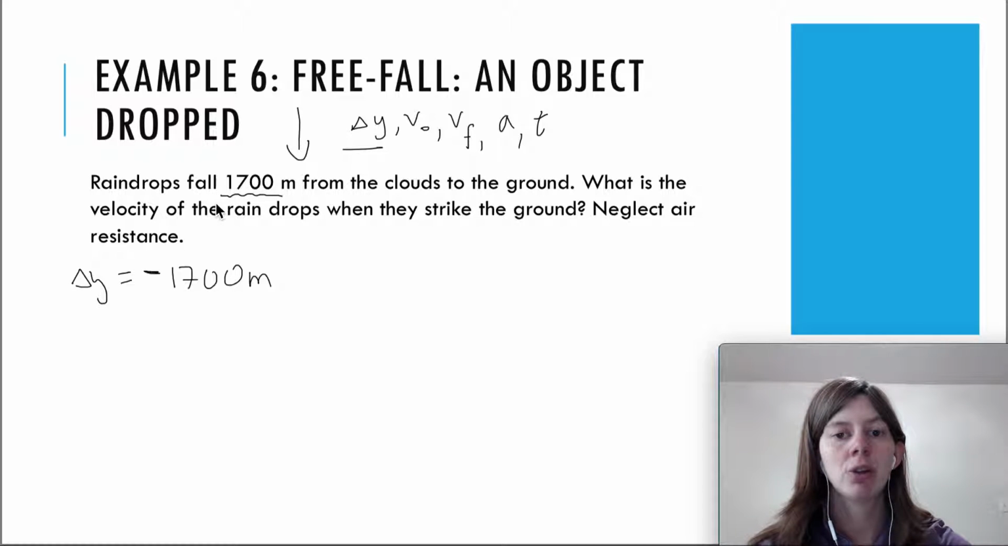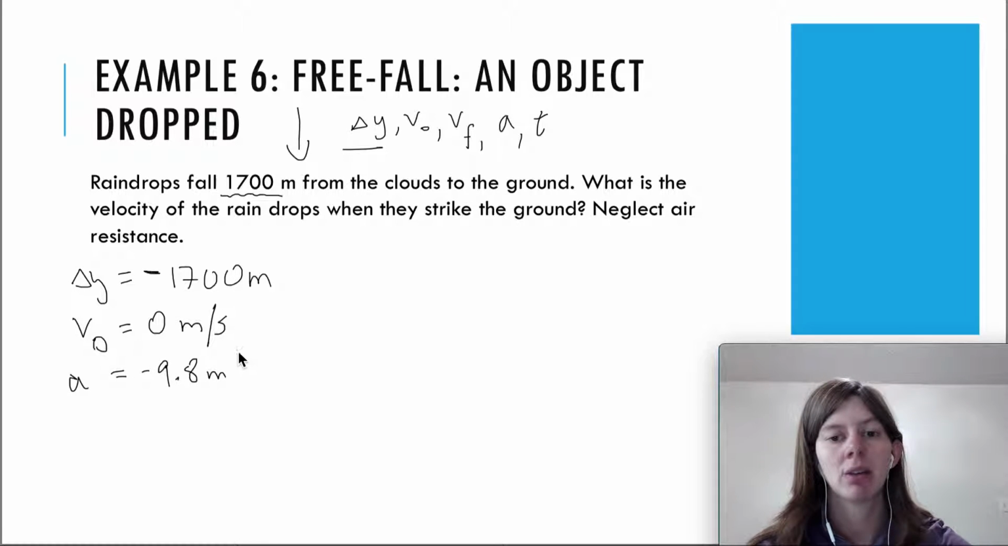And then you have to use the givens that we talked about in a previous slide. They're falling, that means the initial velocity is 0. It's not given in the problem, but you have to assume that they're falling from rest. And then the other one is that they're in free fall, so the acceleration is negative 9.8 meters per second squared. So even though we're only given one number here, we actually have 3 givens in the problem.